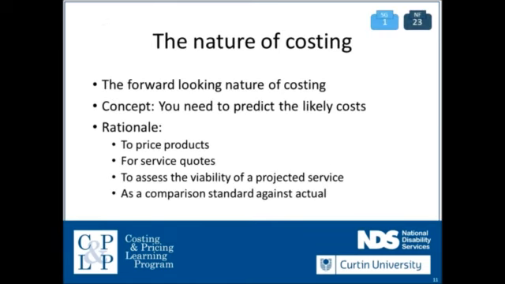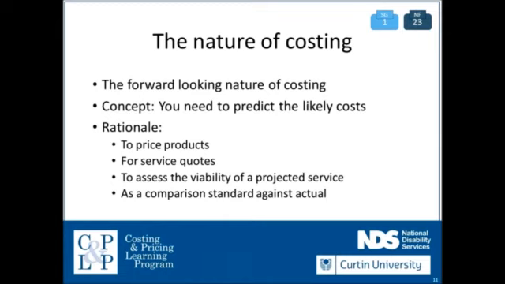Let's have a look at some of the fundamentals of costing then. So we've already determined that ABC costing is the best form of costing for disability service providers. In terms of the nature of costing though, it's important to understand a few fundamental concepts. Firstly, costing is forward-looking in nature. That is, when we talk about costing and pricing, we're actually trying to forecast three fundamental things. The first thing is what number of activities we're going to provide in the coming period, what the cost of providing each of those activities will be, and what the timing of that provision of activity will be.